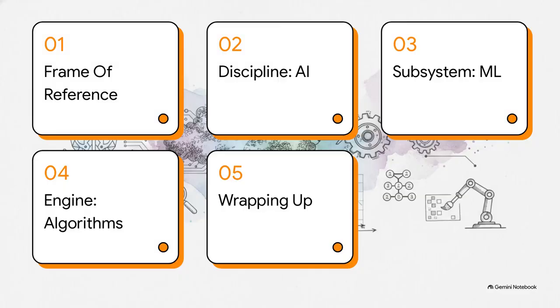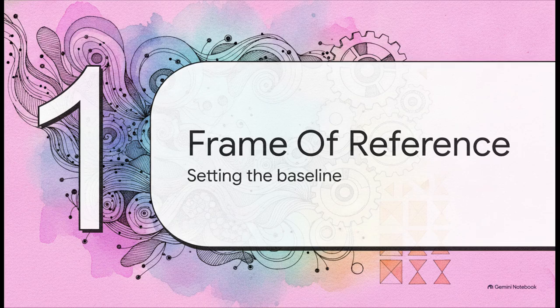Okay, here's our roadmap for today. 1. A common frame of reference. 2. The overarching discipline, AI. 3. The subsystem, machine learning. 4. The engine, algorithms. And finally, 5. Wrapping up Chapter 1.